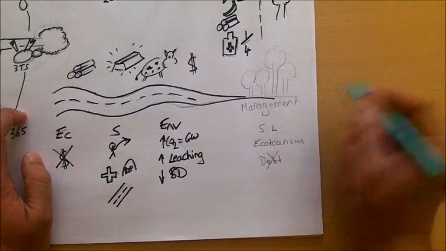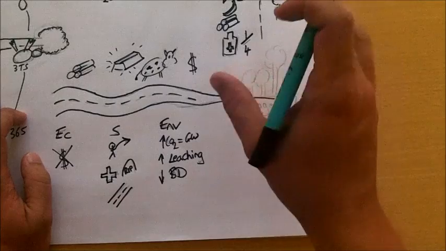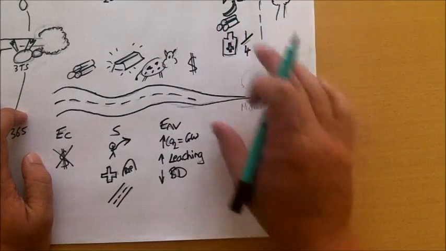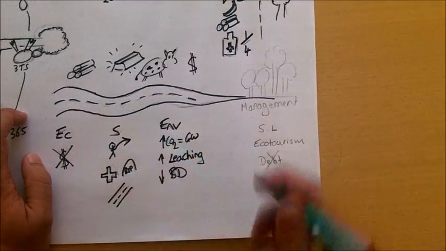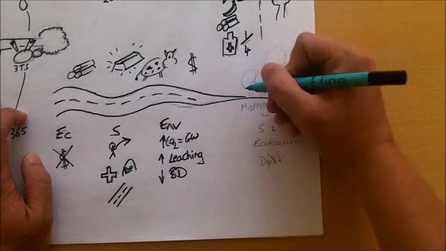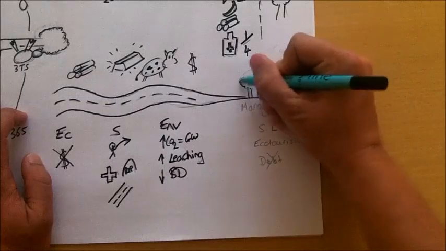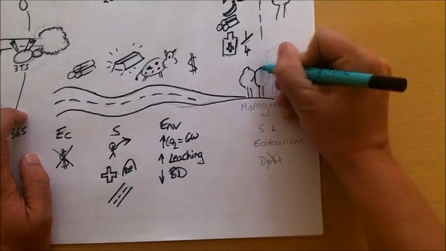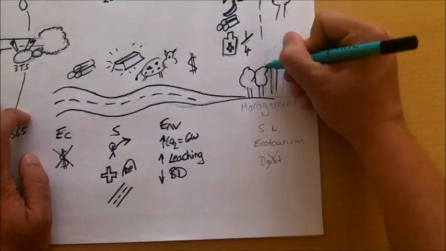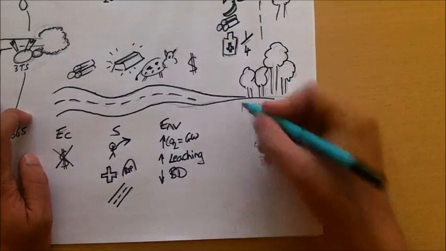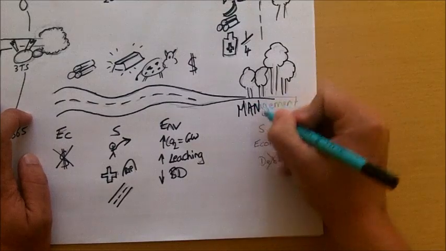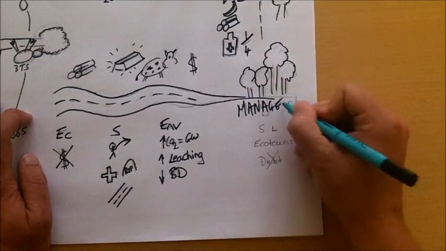Now, the last thing that we're going to look at is the management. We've looked at how important the tropical rainforest is in terms of its value. We've looked at the causes of deforestation and the impacts. We're now going to look at how we're trying to manage that and reduce that. So if we draw in a few new trees to show that we are trying to help the rainforest, because it is vitally important that we reduce deforestation. So we're looking at this idea of management.